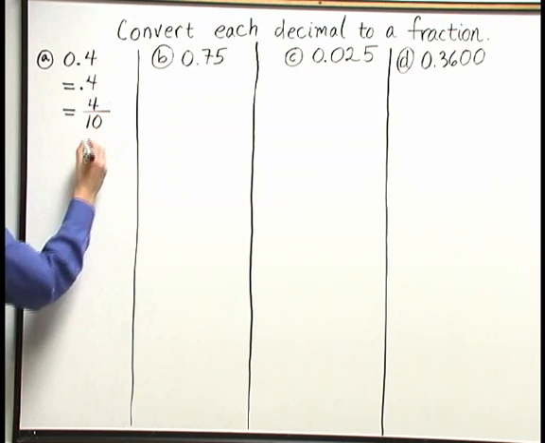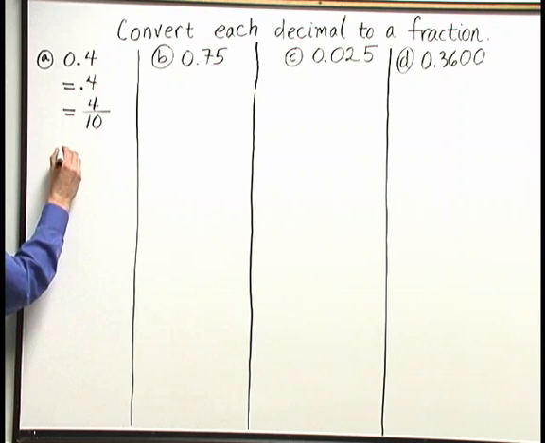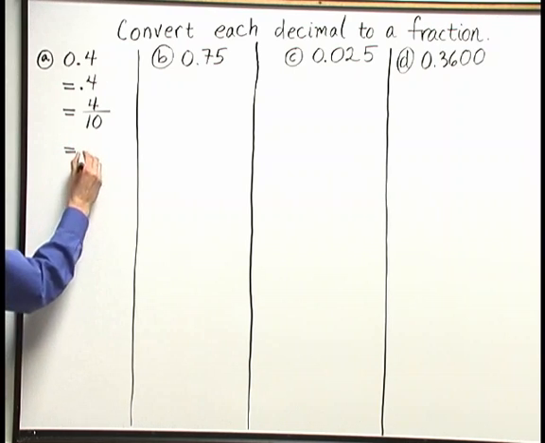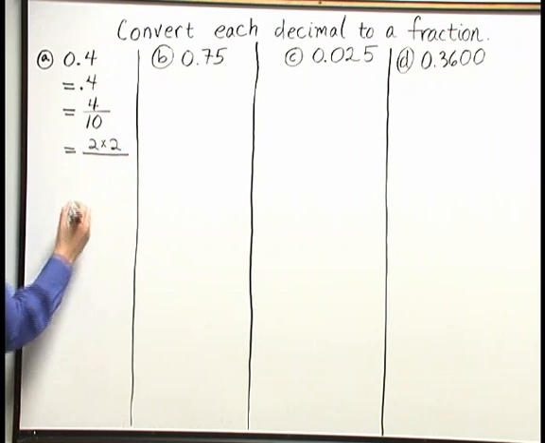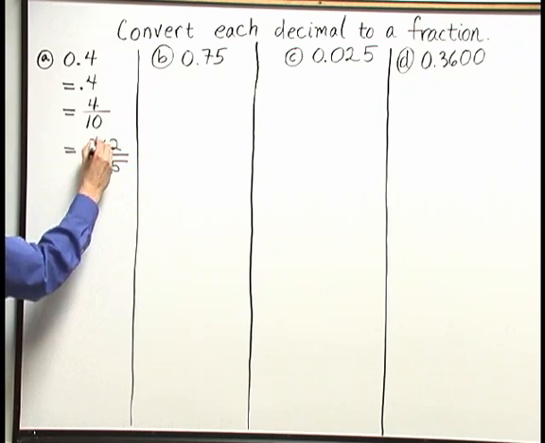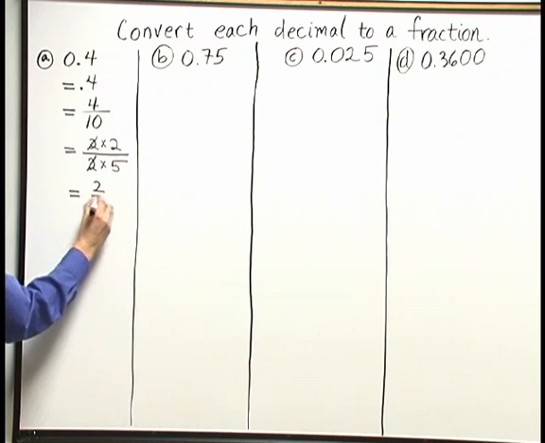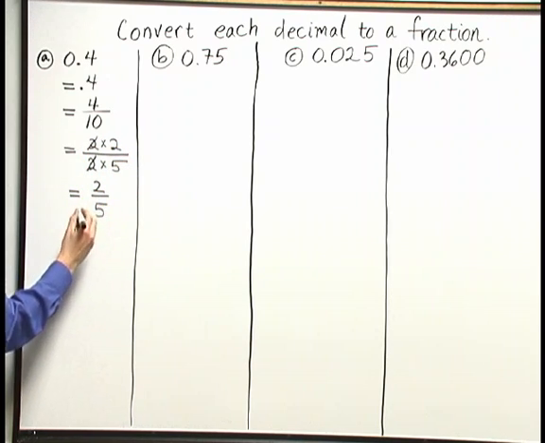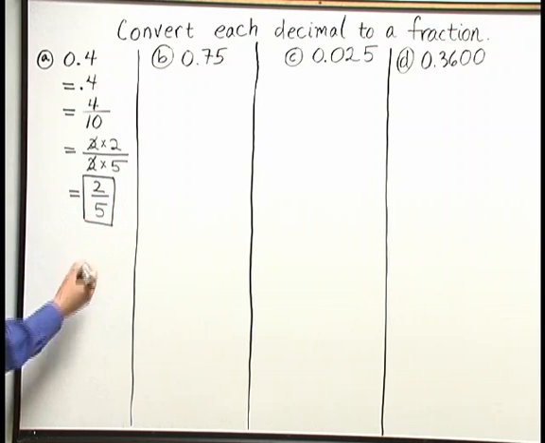That's 4 over 10. Now, whenever we write a fraction, we want to reduce it to lowest terms. So let's go ahead and reduce this fraction. The 4 up above I can break down into 2 times 2. The 10 below is 2 times 5. I can cancel a factor of 2 above and below. And that leaves me with 2 over 5, or 2/5. 2/5 is the fraction form of the decimal 0.4.